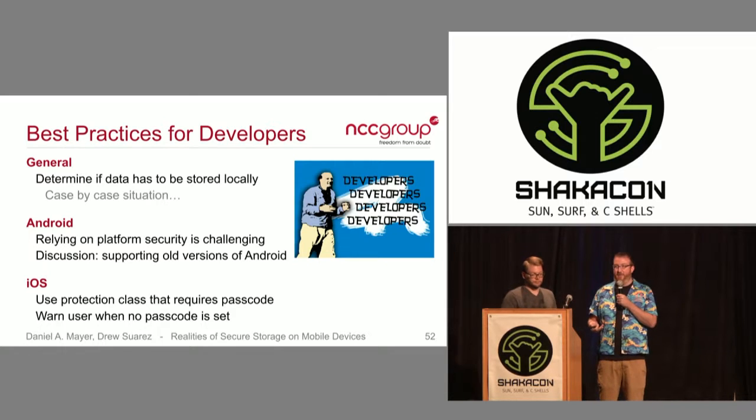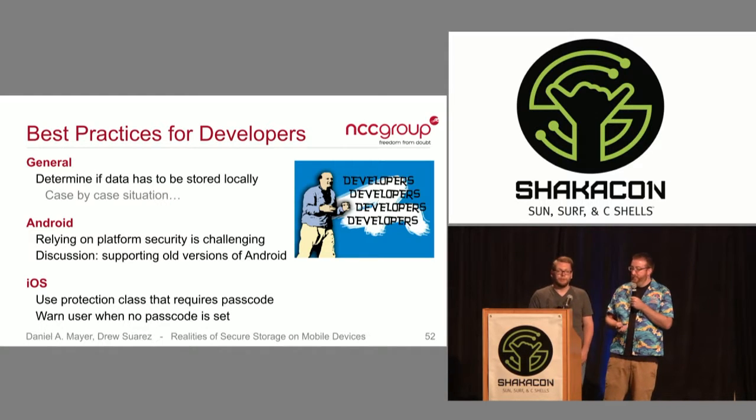Best practices: determine if we have to store this data at all. This is case by case, obviously, but do you need to store this secure thing, or can you pull it down when you need it? For Android, relying on platform security is very challenging, as we've seen. And for iOS, you want to use a protection class which actually requires a passcode, which incorporates the passcode into the encryption. If you want to store data as an app developer, you want to use one of the protection classes which actually makes use of the passcode, and warn the user if they don't have a passcode set on the device if possible.